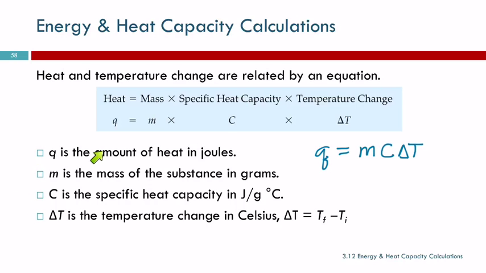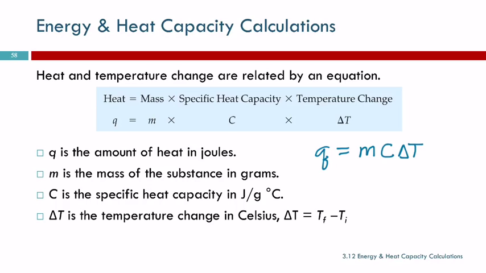Q is the amount of heat in joules. M is the mass of the substance in grams. C is the specific heat capacity in joules per gram degree Celsius. Delta T is the temperature change in Celsius. That delta symbol stands for change in, and it's always the final minus the initial. And here the sign is important. So delta T equals the final temperature minus the initial temperature.